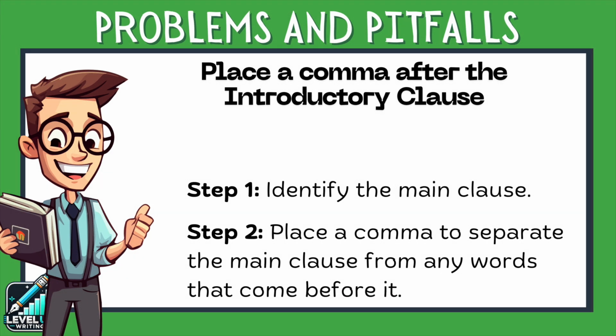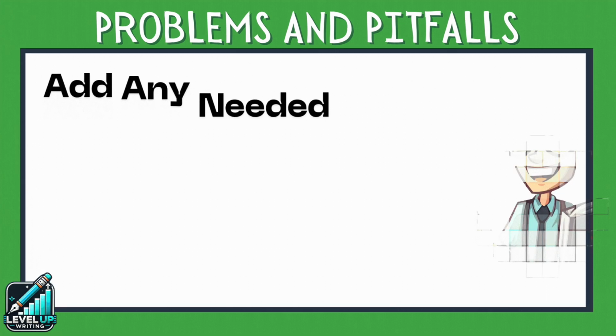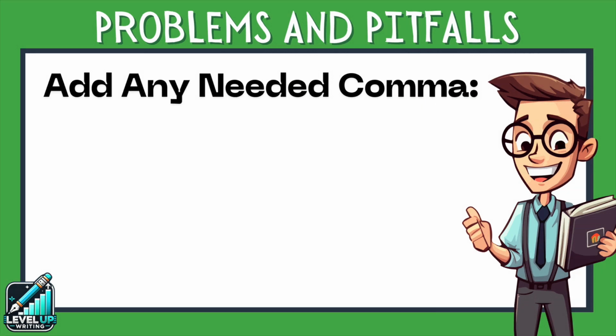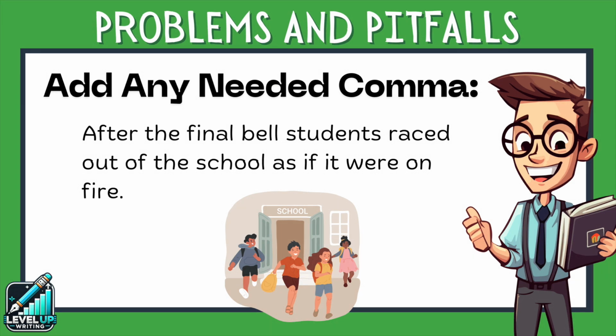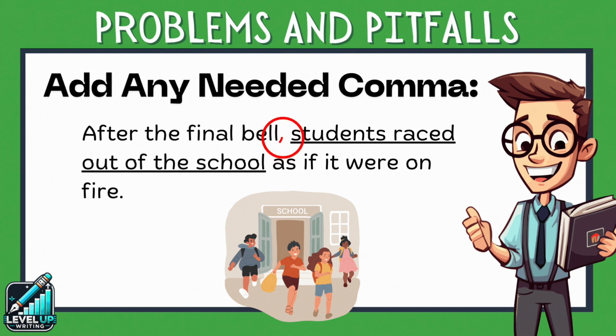The easiest way to do that is to find the main clause of the sentence, also known as the subject and predicate. Basically, you're looking for the smallest set of words that could be a sentence on its own. Let's check out a few examples. See whether you can find the main clause that could stand on its own. After the final bell rang, the students raced out of the school as if it were on fire. Your main clause that could stand as a sentence on its own is, "The students raced out of the school." So, the words before that are set off by a comma.